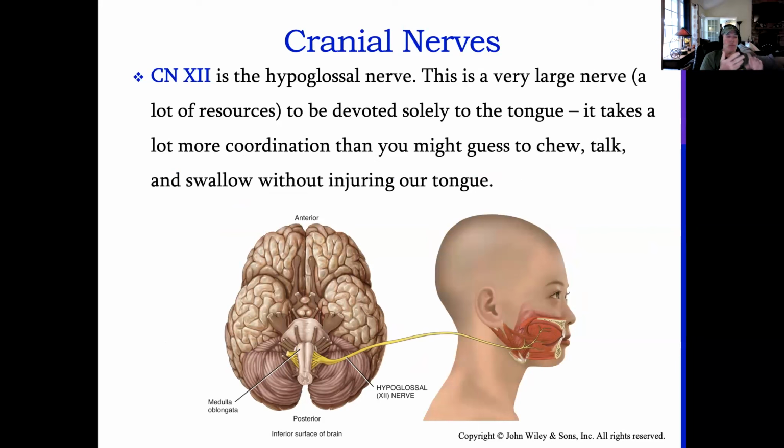I mean, we chew, we talk, we swallow, we do all of these things, sometimes multiple things at the same time. We're constantly manipulating our tongue for sound purposes when we speak, and yet we are able to do all of that, not bite it for the most part on a regular basis, because we have such very precise control over our tongue. But that's all it does. Hypoglossal motor control over the tongue.